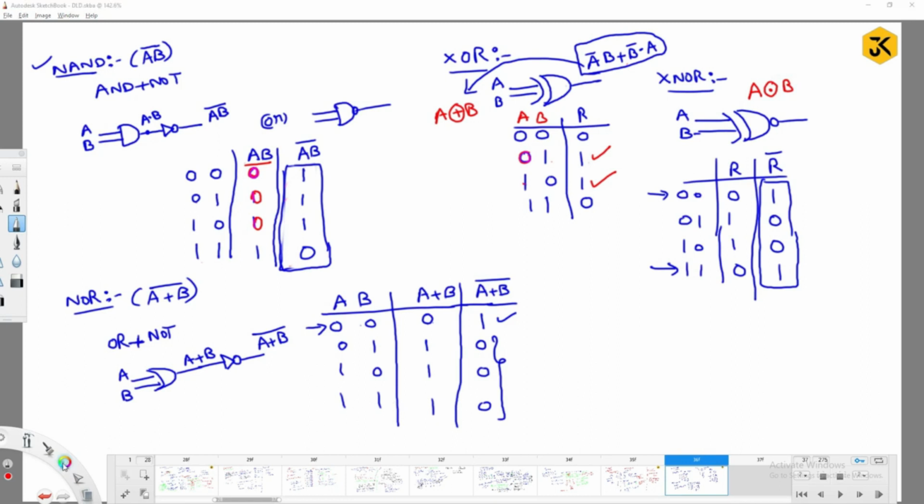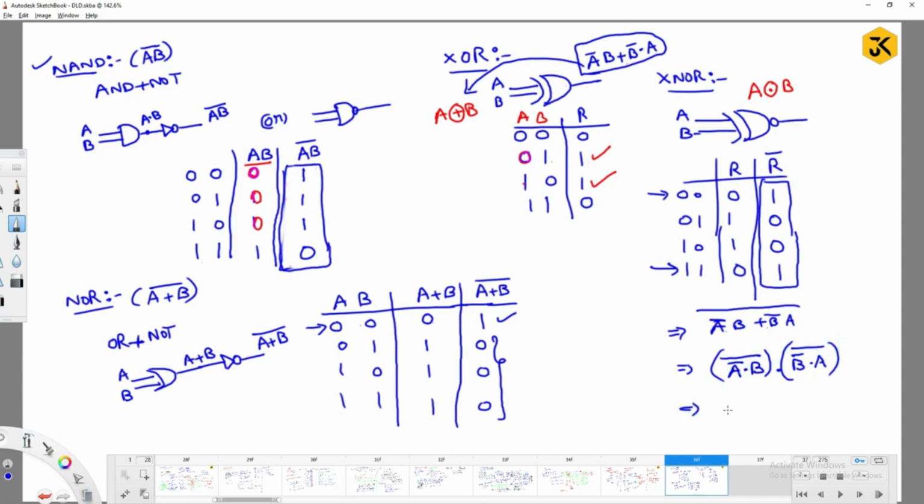See guys, if you observe the complement of this equation, A bar B plus B bar A complement, you are going to get XNOR, right? So X plus Y whole complement is X complement dot Y complement. You may remember this equation. If not, don't worry, I will tell that later. X plus Y whole complement is X bar dot Y bar. X dot Y whole bar is then X bar plus Y bar.